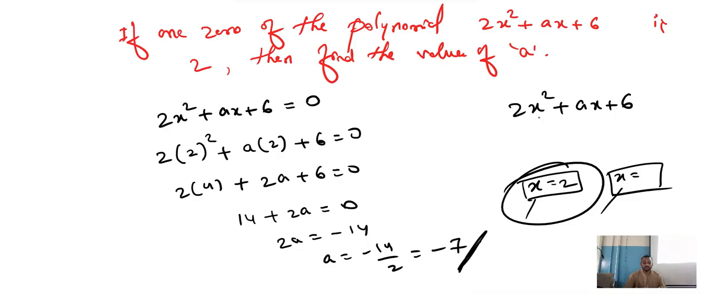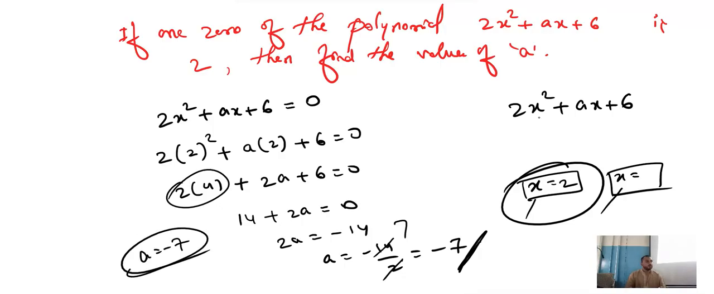Is this clear? 2 fours are 8. 8 plus 6, 14. 14 plus 2a equals 0. Keep 2a as it is. Plus 14 comes to the other side, minus 14. So a equals minus 14 by 2. 2 sevens are 14. The value of a is minus 7. Is this clear? Good. So you can expect the question in this order.